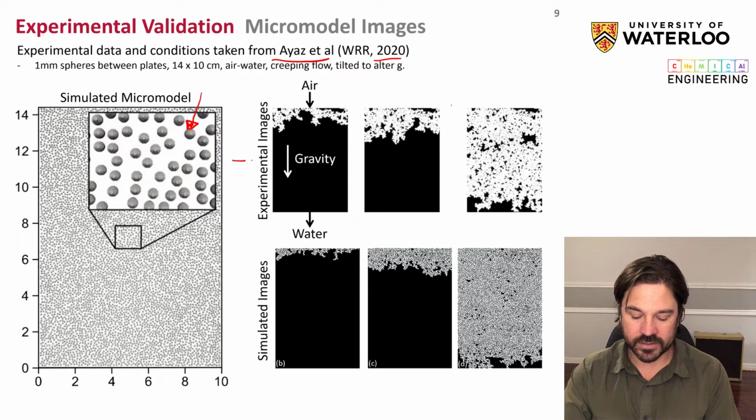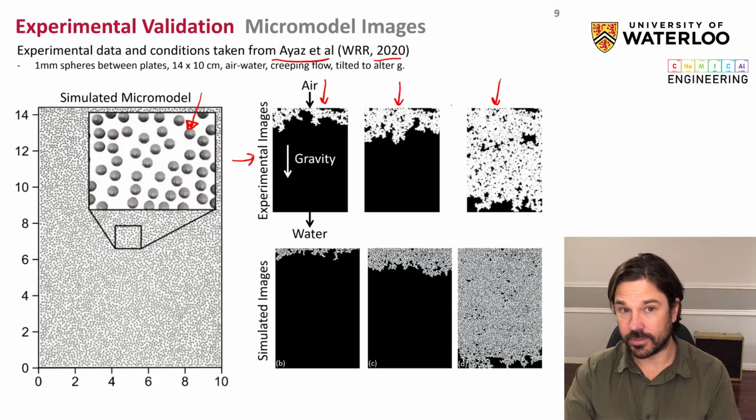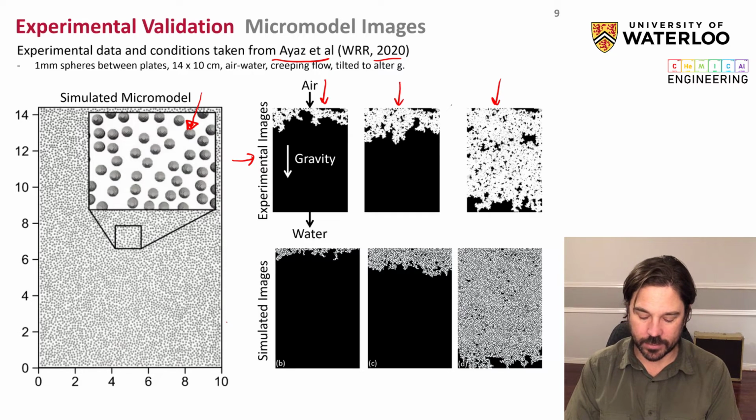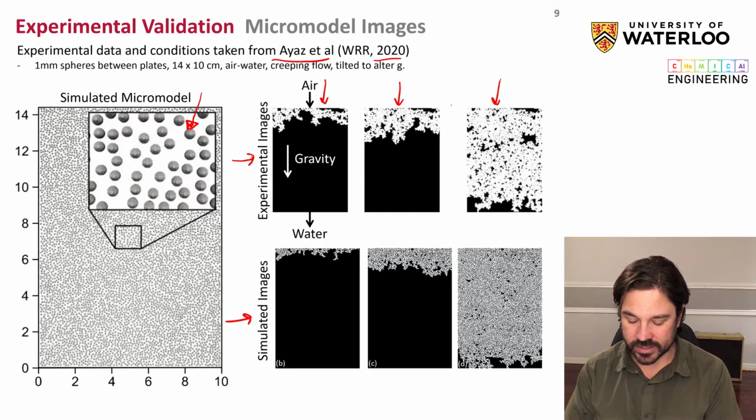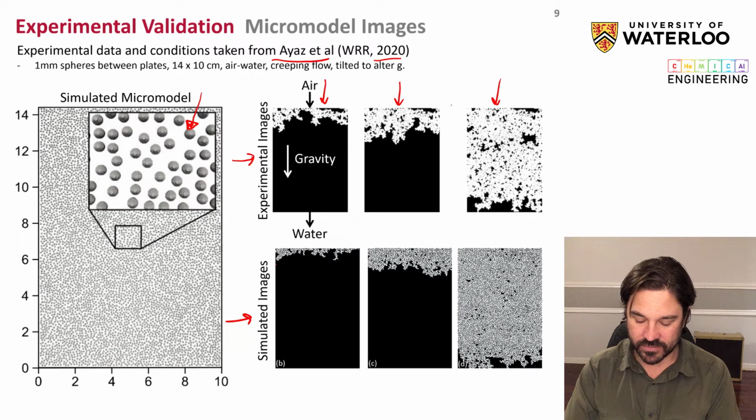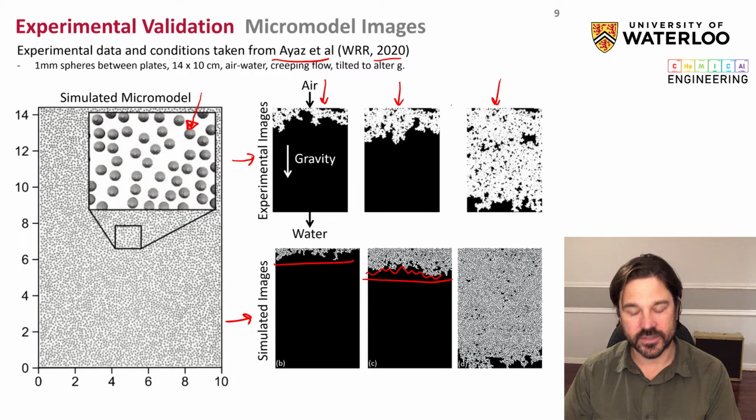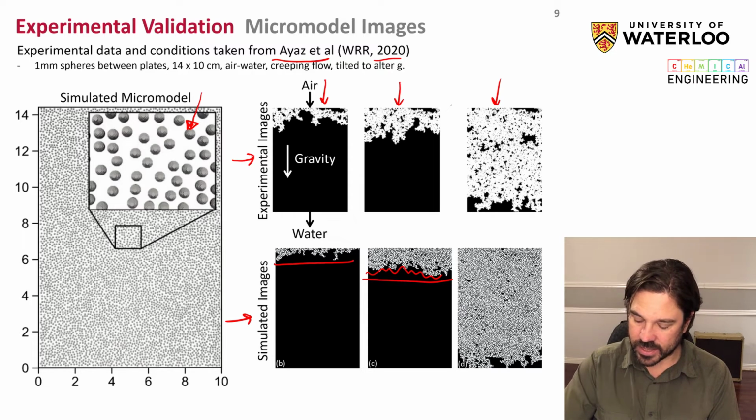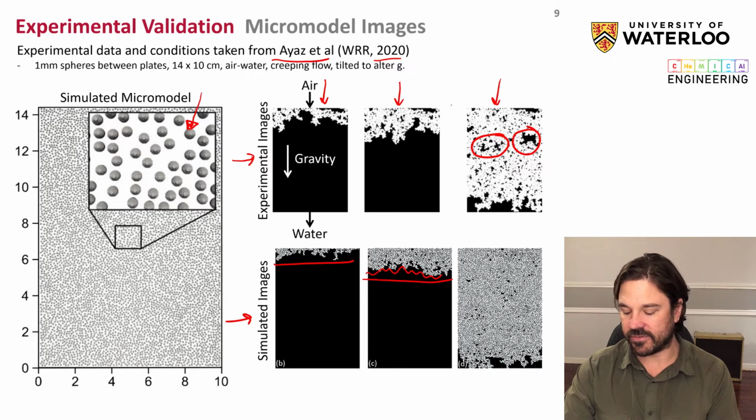Here we have experimental images taken from the paper. So air is pushing in from the top at different capillary pressures or pseudo-capillary pressures. And the bottom row here is our simulations. You can see we're getting the same trends. We've got kind of a compact invasion front, sort of fractal nature there as well. You'll notice that there's more trapped defending phase in the experiment than in our simulations. I'll talk about that in the next slide.